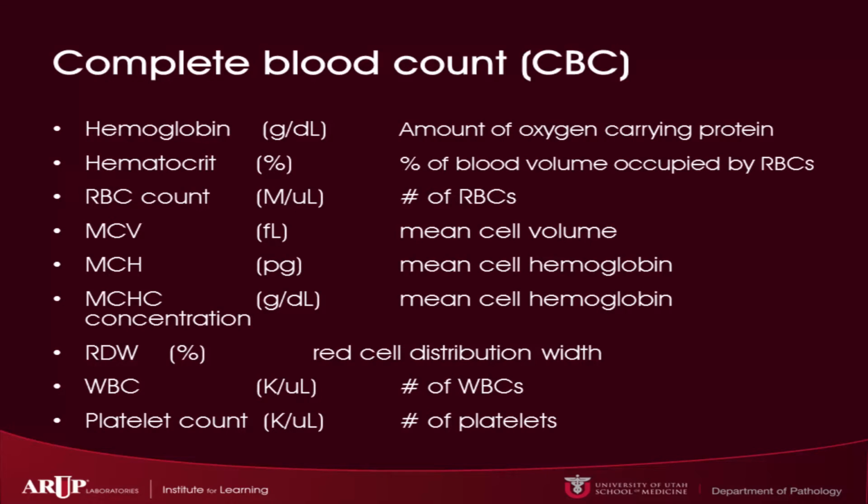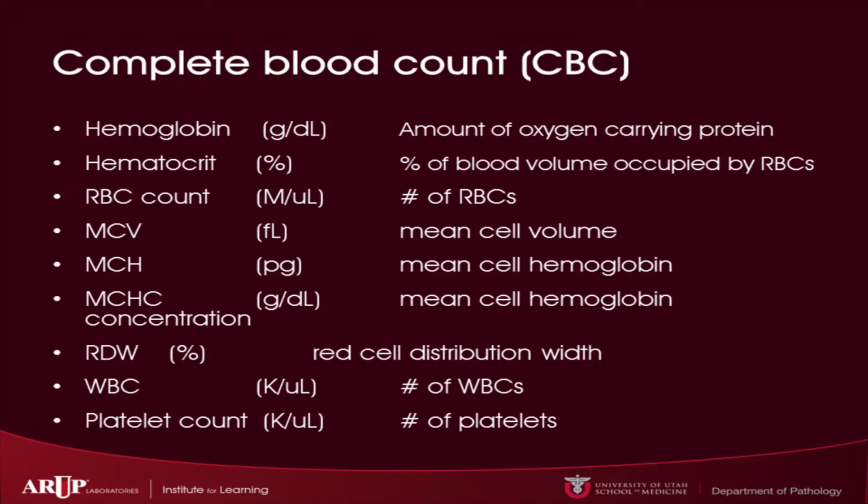MCH and MCHC, these two parameters, although included all the time in the CBC, are not that useful for our diagnostic workup. Most of the time, MCH and MCHC go along with MCV. Only rarely in some of the rare anemias, the MCHC or MCH would be different from MCV. And we'll talk about that later in our presentation.